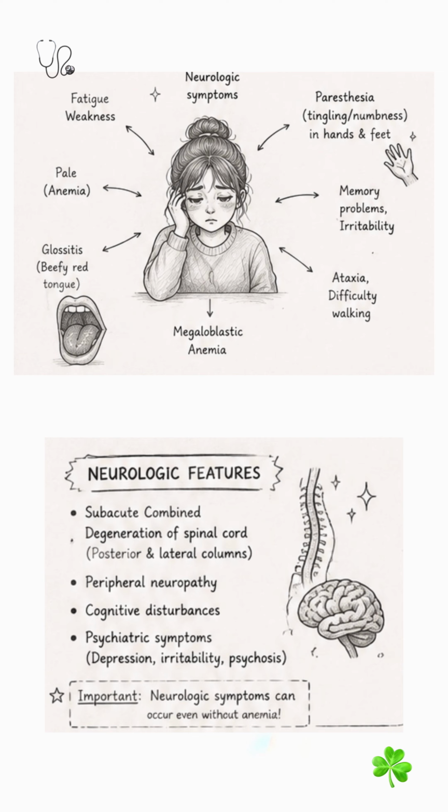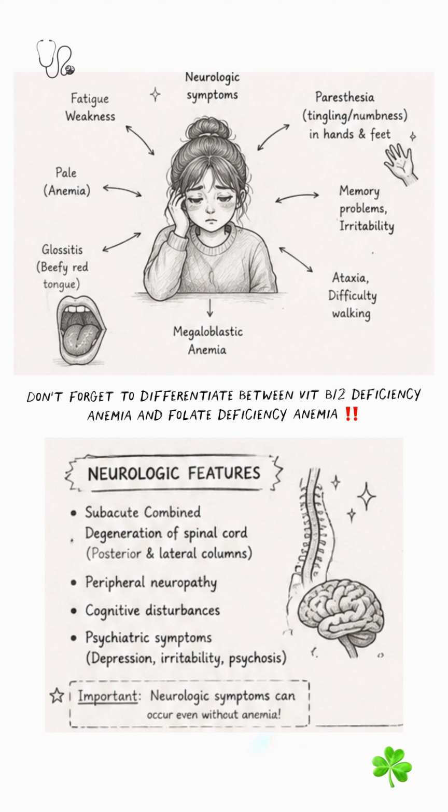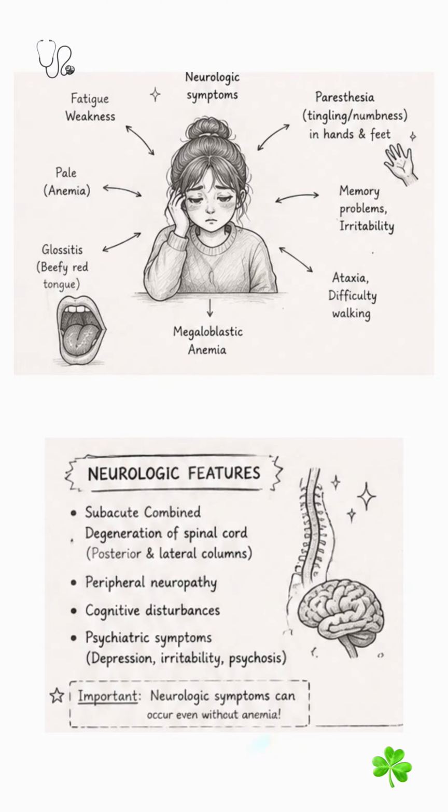The neurological features of vitamin B12 deficiency anemia, for example, subacute combined degeneration of spinal cord, peripheral neuropathy, cognitive decline, and psychiatric symptoms like depression, irritability, and psychosis, is what basically differentiates it from the folate deficiency anemia, because even though both are macrocytic anemias, the neurological signs and symptoms are only specific for vitamin B12 deficiency anemia. This can be an important exam question, by the way, which is differentiating the two types of anemias.